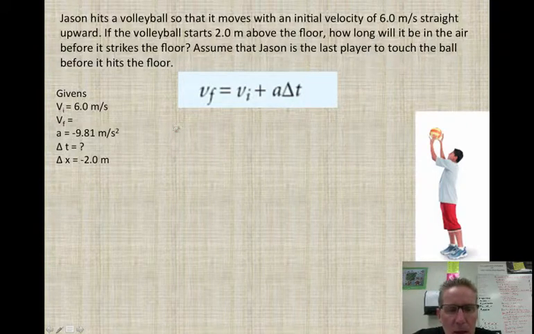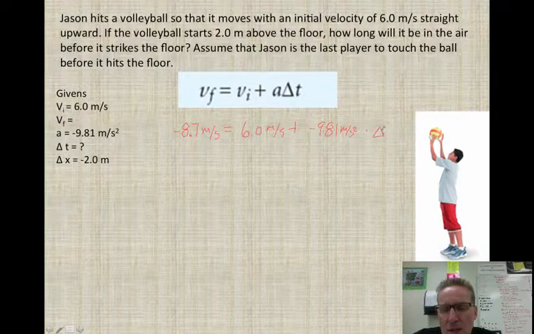So we got negative 8.7 meters per second is going to be equal to positive 6 meters per second plus our negative 9.81 meters per second squared, and that's going to be multiplied by the change in time, and that's what we're finding here. So we can go ahead and move this over via subtraction.